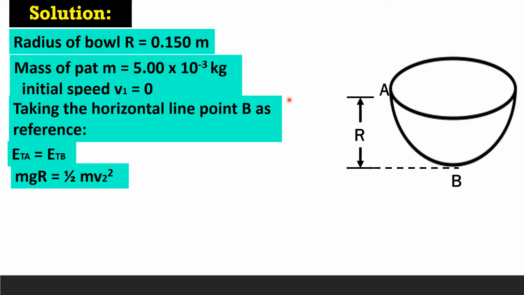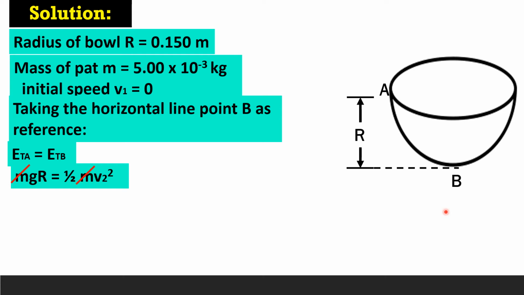But this whole amount of potential energy of the pat of butter will now be equated to the maximum kinetic energy of the pat of butter when it reaches point B. Hence, we have mgr equals 1 half m v2 squared, where v sub 2 is the final speed of the pat of butter, and that is what we're looking for. So, to make it easier, we can cancel the mass m. And that leaves us only with gr equals 1 half v2 squared.